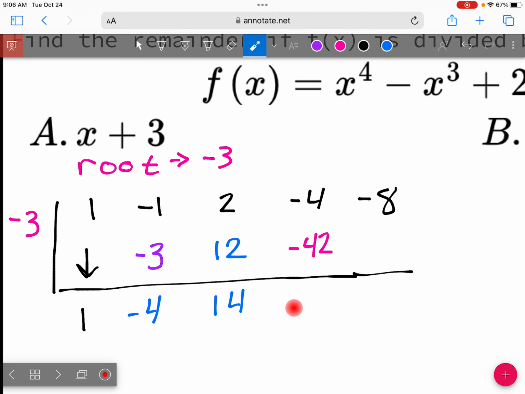How did you do both? We add, so we add our columns to get here, and then this guy times our root goes in the box. Oh, okay. Add, multiply. Add, multiply. So what's going under the -8? 138, which means what's our remainder? 130, positive 130. Yes.